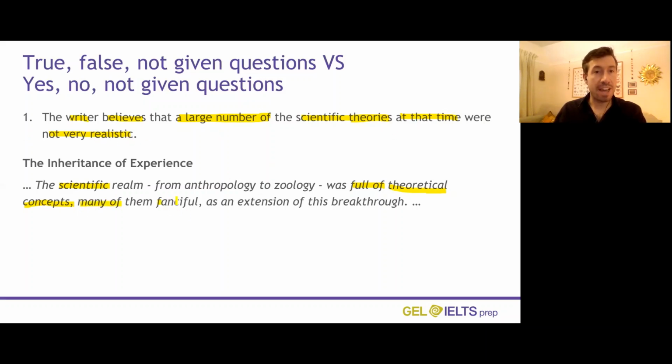Here we've got the adjective fanciful. And fanciful and not realistic have the same meaning. So we can see that all the parts of this sentence are paraphrased in the text. So is it yes, no, or not given? It's a yes, because all of it is paraphrased. So it's exactly the same process as with the true, false, not given. The only difference is that it's about the writer's opinions or people's opinions.